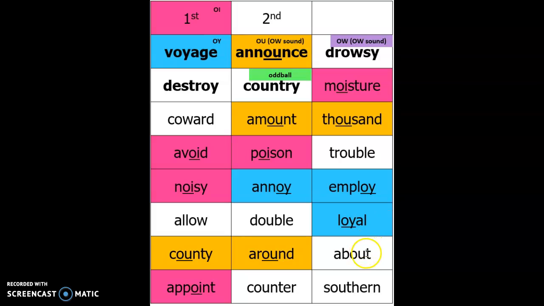Around. Please walk around the table. The next word that we have is right next door, about. Tell me something special about yourself. About, that ow sound. And the last word for this category, the ow sound with OU, is the word counter. Please put your lunchbox on the counter. Ow sound. Now what I'm going to do next is I'm going to pick a new color and stick with that ow sound, but I'm looking for words that are spelled with OW, like drowsy.